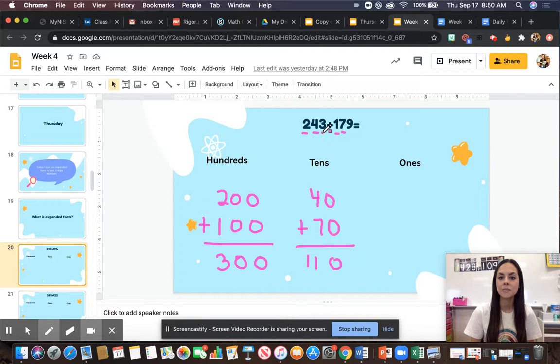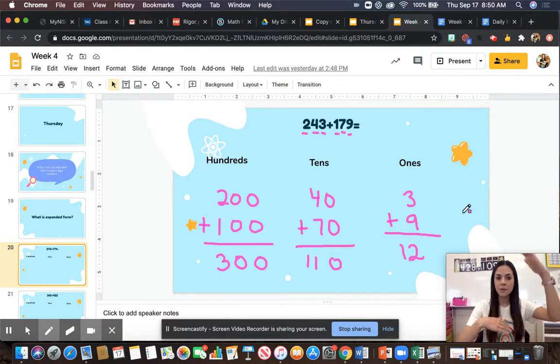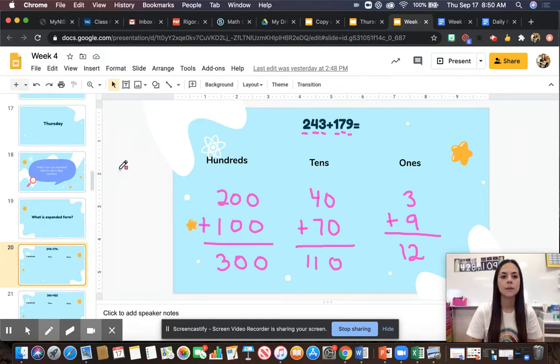Now moving on to my ones place. I have a 3 and I have a 9. 3 plus 9, or 9 plus 3, flip them around, is 12. Okay, now your next step is to line up all your place values, add them all up together to get the sum. Okay, so here we go.